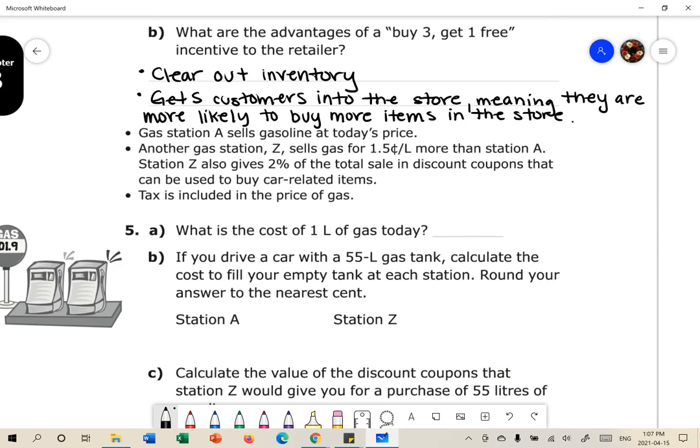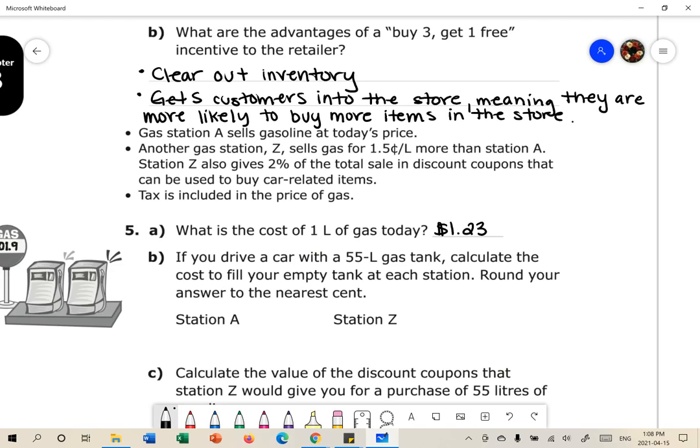Gas station A sells gasoline at today's price. Another gas station, Z, sells gas for 1.5 cents per liter more than station A. Station Z also gives 2% of the total sale in discount coupons that can be used to buy car-related items. Tax is included in the price of gas. What is the cost of 1 liter of gas today? Today it's $1.23 for 1 liter.